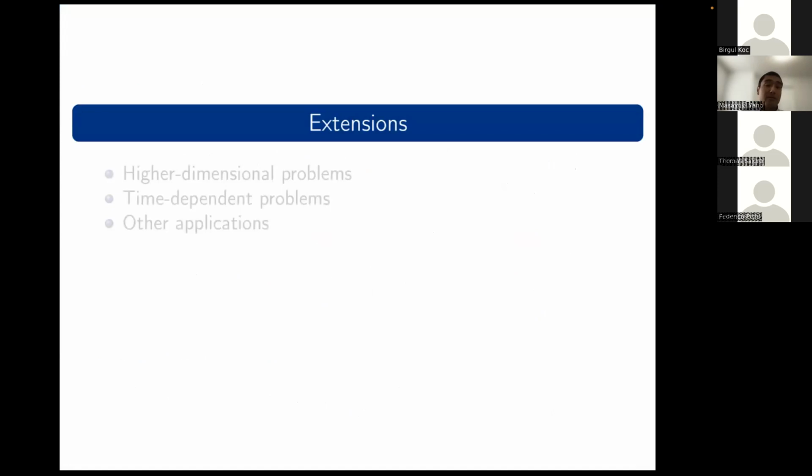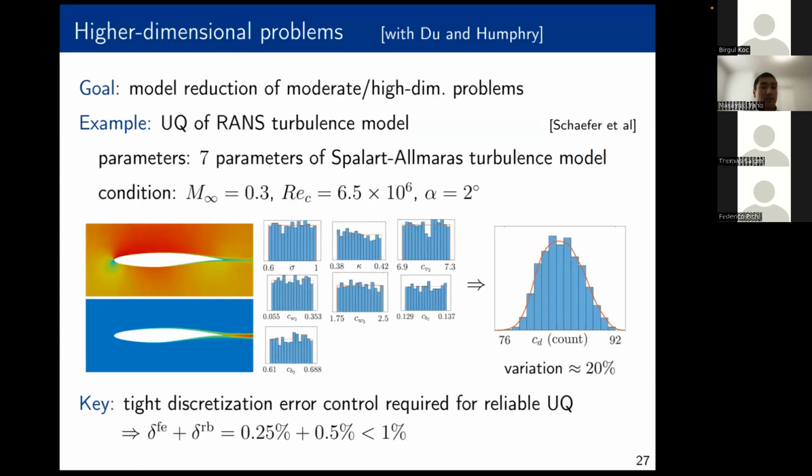Now, this class of method can be extended to other problems as well. One such extension is higher dimensional problems. So we want to enable model reduction of moderate to higher dimensional problems. An example of such a problem is uncertainty quantification of a RANS turbulence model. In this case, we'll be looking at 7 parameters of the Spalart-Allmaras turbulence model. And this is an empirical model, and we treat the parameters as uncertain.